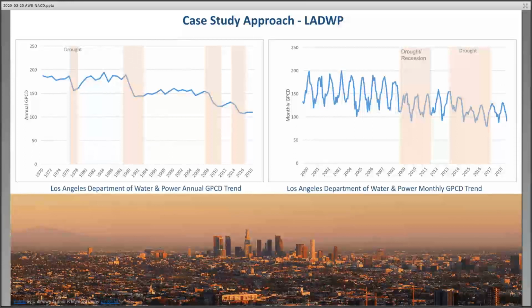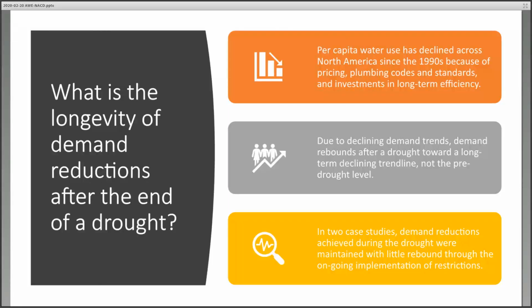They've had a lot of active conservation. There are plumbing codes and standards that I've mentioned. Pricing of water has changed. So the trend is down. But then also the report includes these monthly charts where the authors really dug into the data to see what's happening here, not just with the restrictions, but what's going on with the weather and other drivers of demand. We wanted to know what the longevity of these savings is.